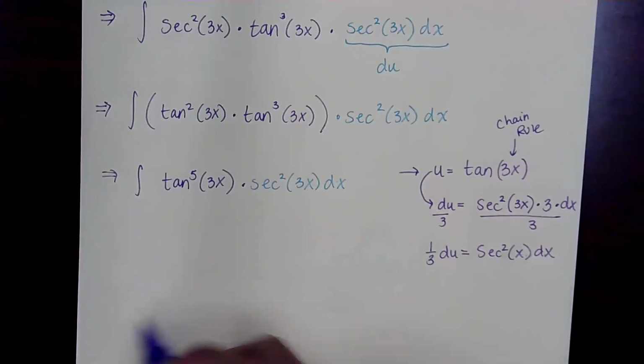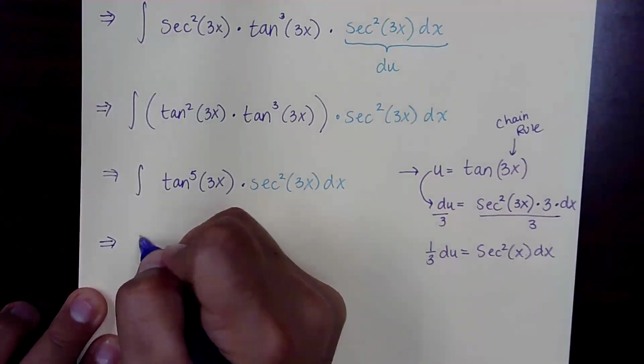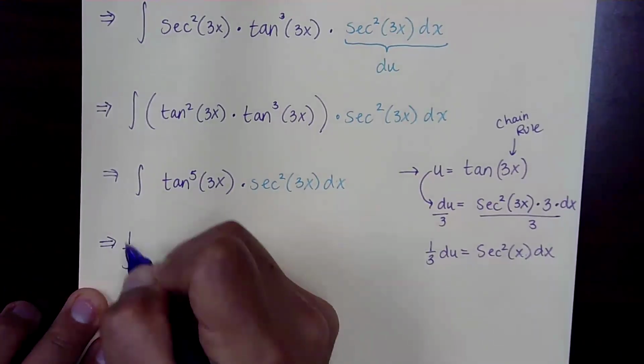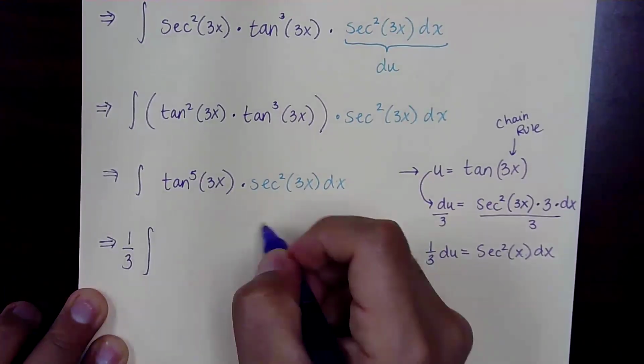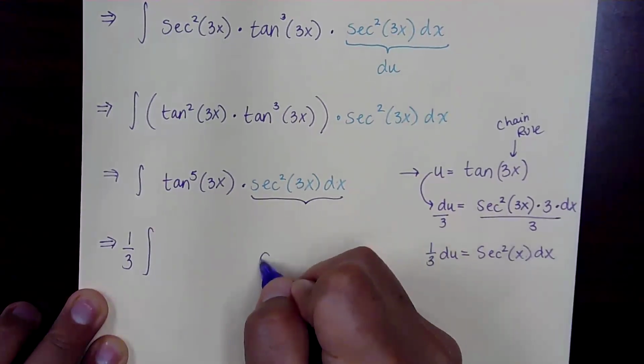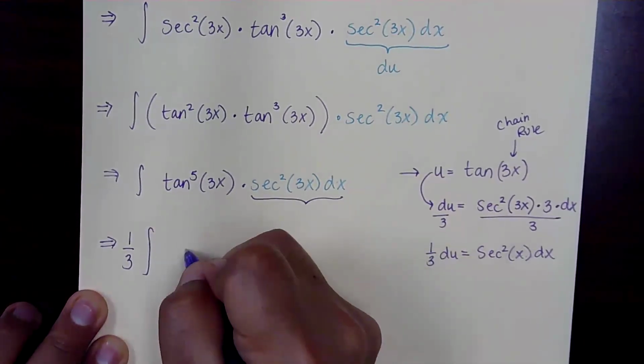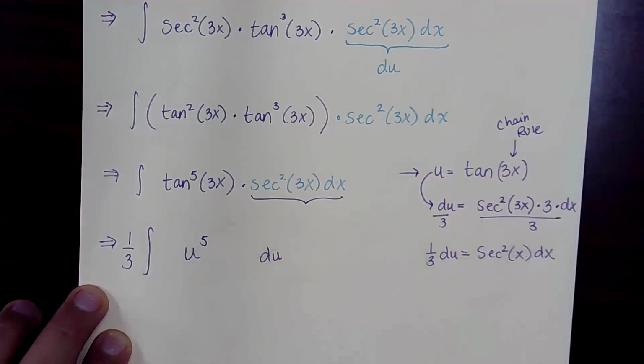So we can go ahead and make that substitution now, right? This is going to be a 1/3 on the outside of the integral. This all becomes du, and this is just u to the fifth power.